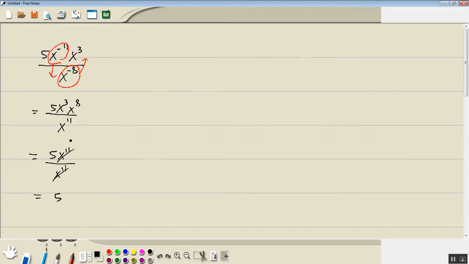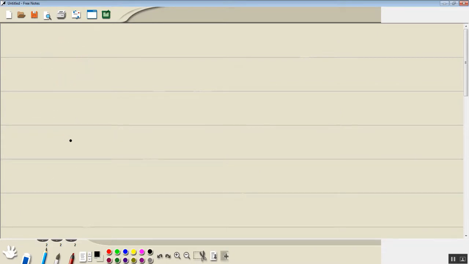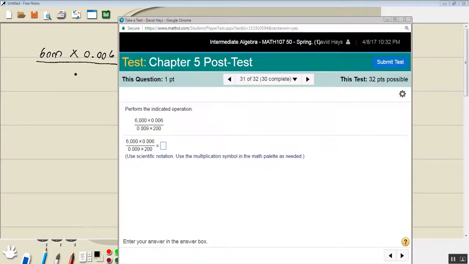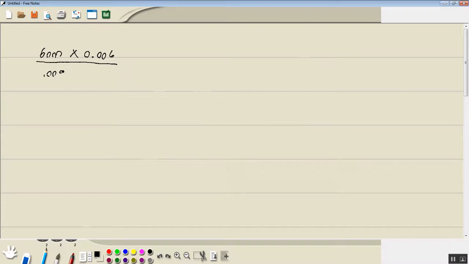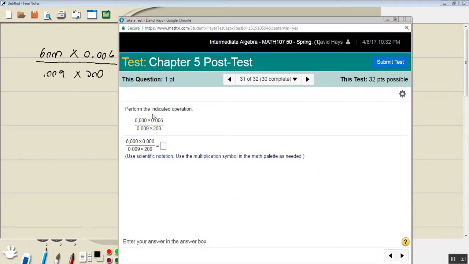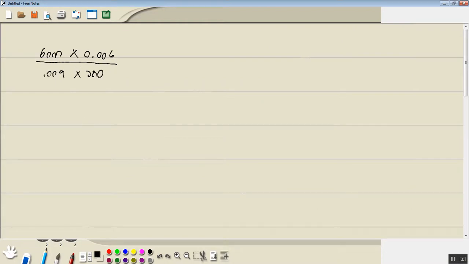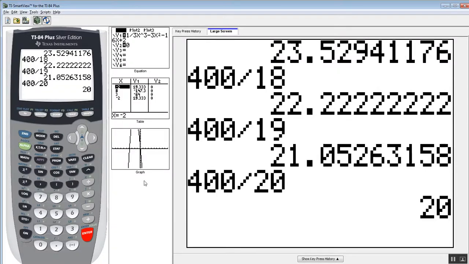Okay, perform the indicated operation. That's 6,000 times 0.006 and 0.009 times 200. Now we could rewrite these in scientific notation and handle it that way. Or you could just plug them in your calculator. So it's kind of up to you.